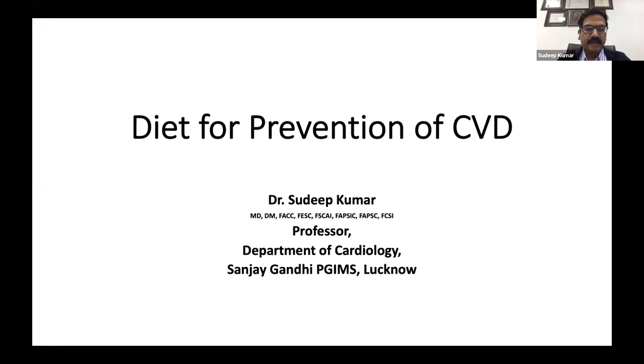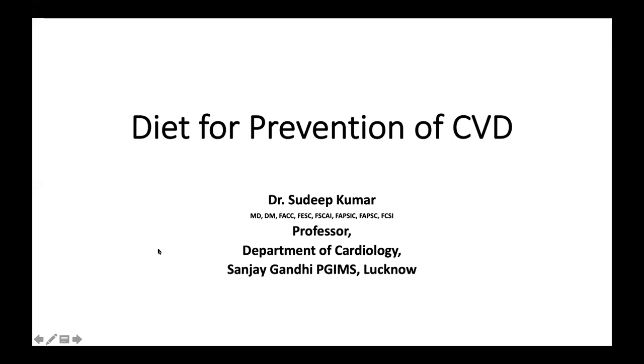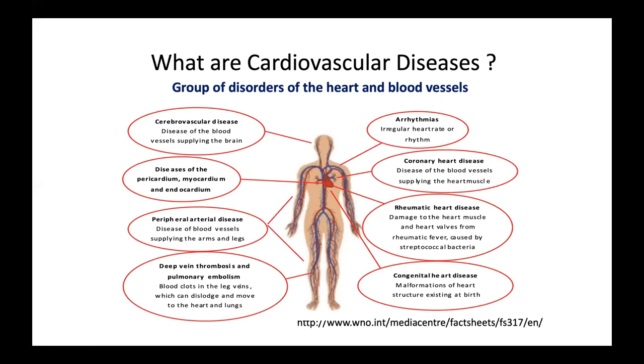So what we are going to discuss is the diet for prevention of CVD. It's all for the primary prevention, for the secondary prevention as well. I'm not going for the tertiary prevention, but what we are discussing is prevention and what should be the ideal diet for the patient of cardiovascular disease. So what do you mean by cardiovascular disease?